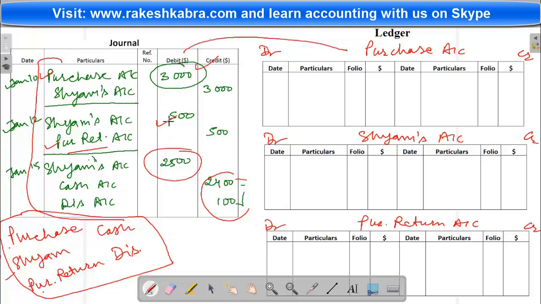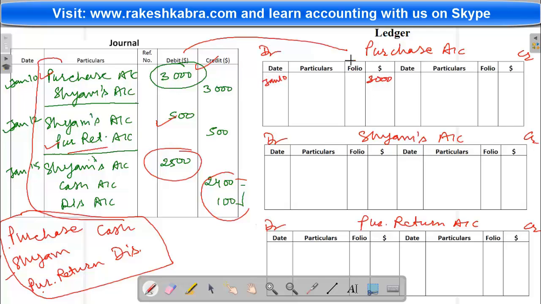Now tell me, in the first entry, which account is debited? Purchase account is debited. So in the purchase account, first I will consider the purchase account, and the purchase account is debited now. So on the debit side, first I will write the amount $3,000. Then I will put the date, January 10.